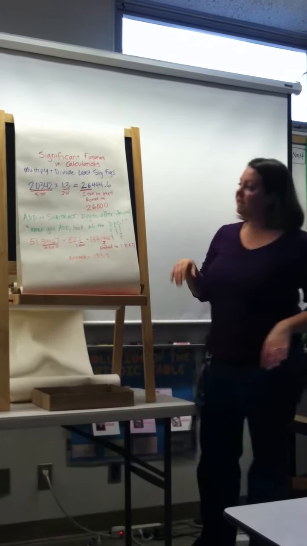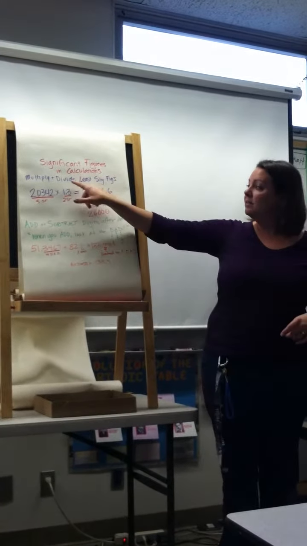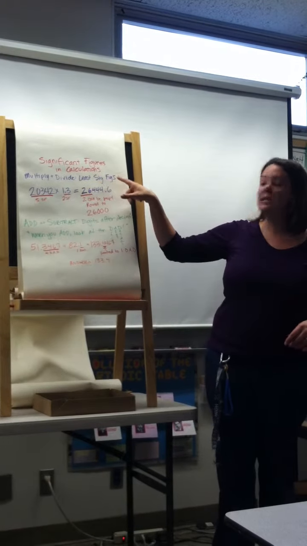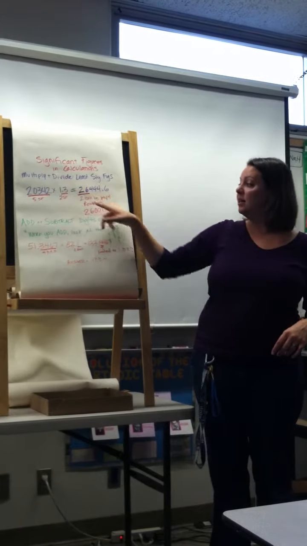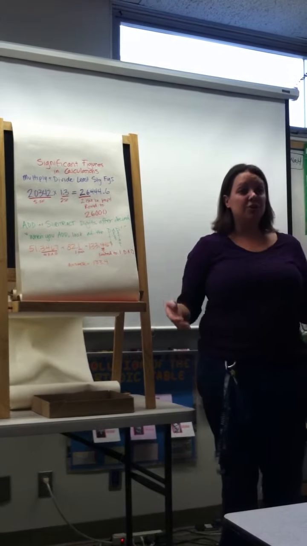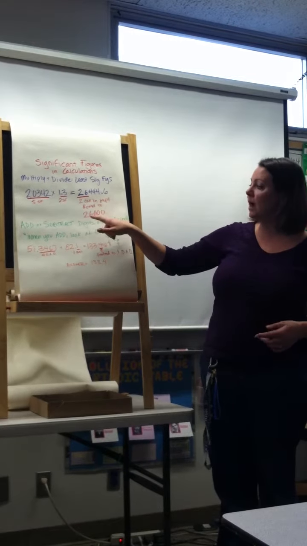Okay, significant figures and calculations. Remember, when we multiply and divide, we're going to be using the least significant figures. So we have 5 sig figs here, only 2 sig figs here, which means we can only keep 2 because we're limited by the least sig figs. Okay, so we want to round it.